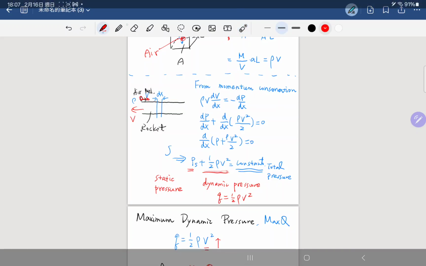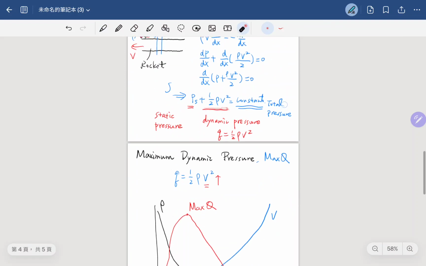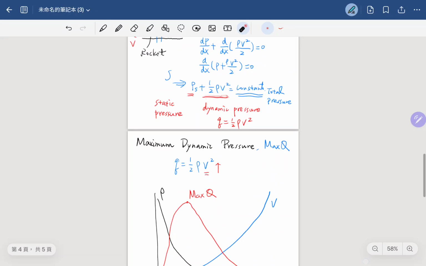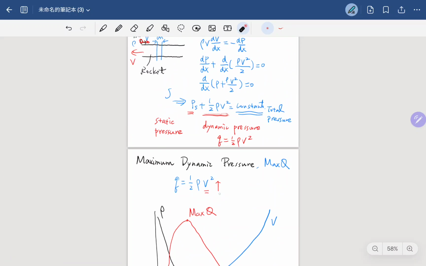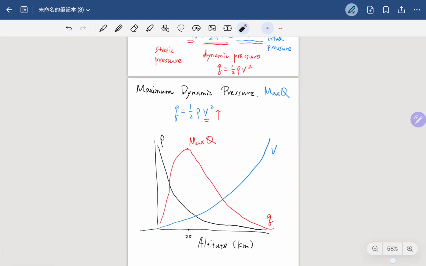Basically, we can see that as the rocket velocity increases rapidly, we will have greater and greater dynamic pressure. But please note that the air density will reduce along with the altitude. So there will be a maximum dynamic pressure between the greatly increased velocity of the rocket and the decreased air density. We call it max Q.